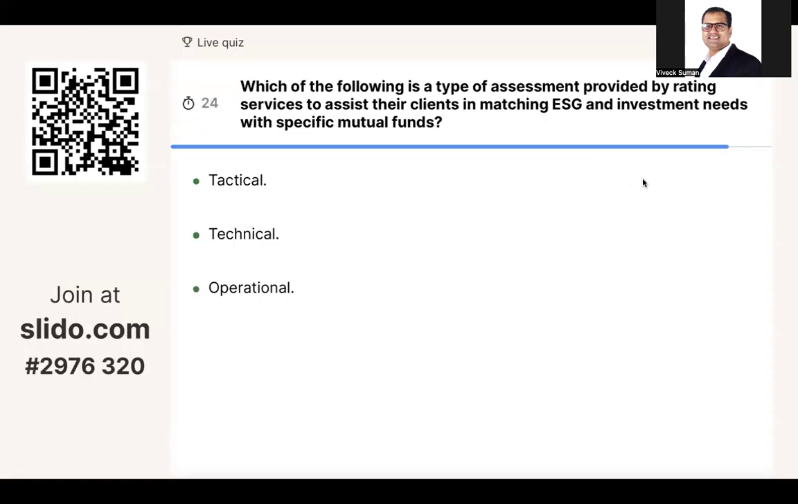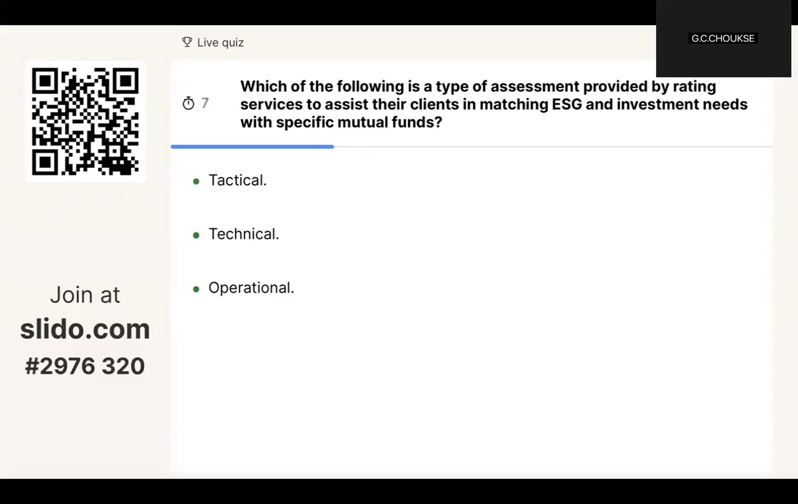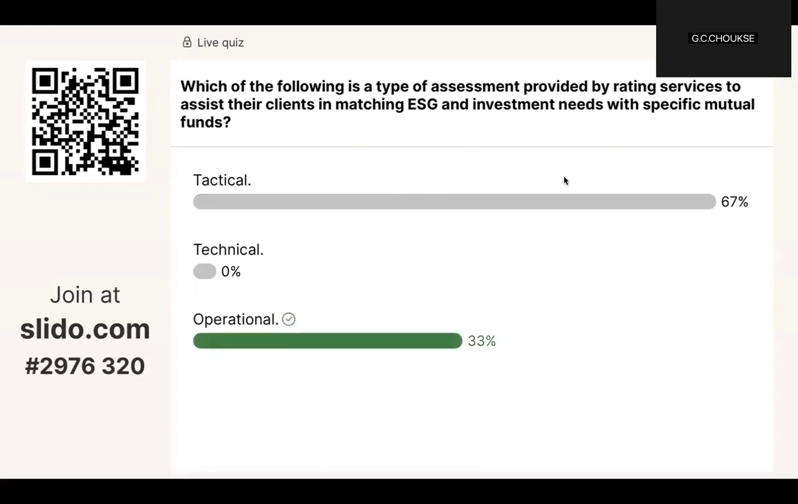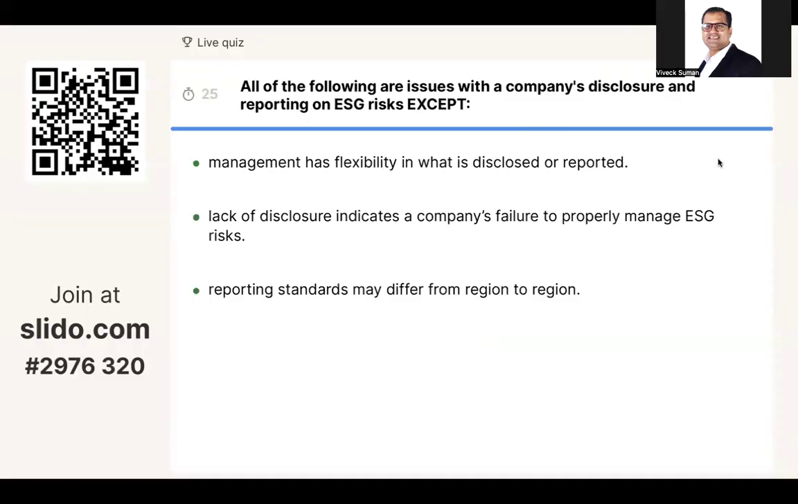JC Choksi. Which of the following is a type of assessment provided by rating services to assist their clients in matching ESG and investment needs with specific mutual funds? Correct answer is operational. By rating services, mostly the operational part where their client is matching ESG with their investment need. Next question, please. JC Choksi.